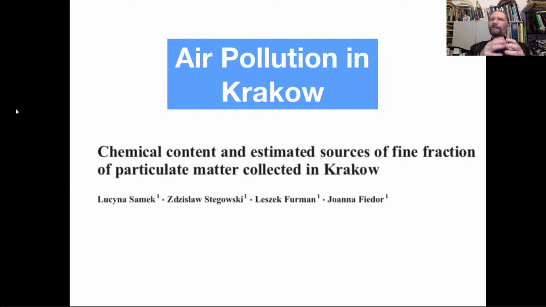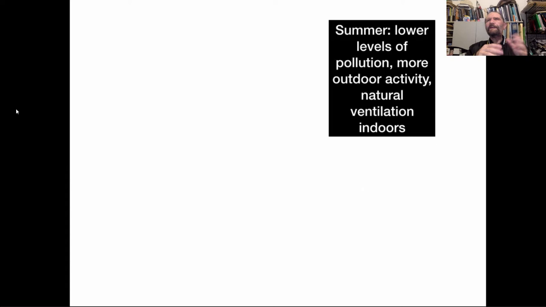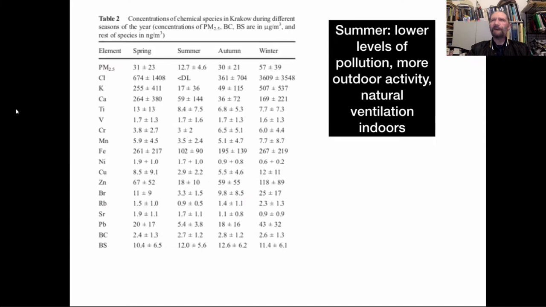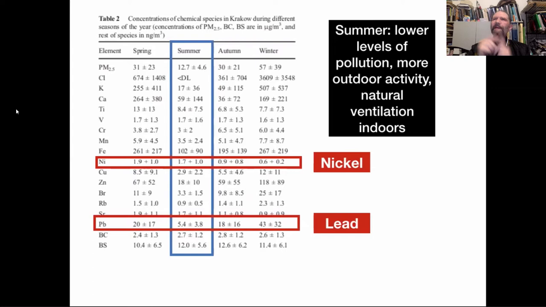They look at the pollution in Krakow in the summer, in the autumn, in spring, in winter, right? But I'm going to choose summer because the levels of pollution are relatively low. And also there is more outdoor activity, and people who are indoors will use natural ventilation, right? So these are the data that these scientists found, and I'm going to concentrate on summer and on two metals, nickel and lead, because these are the metals that are typically found in studies of emission. And also to simplify matters, because if I go metal by metal, then it will take me 1 hour.